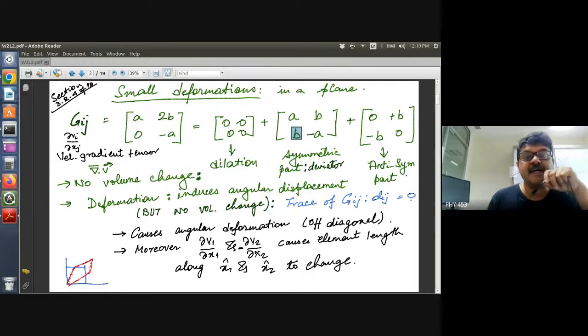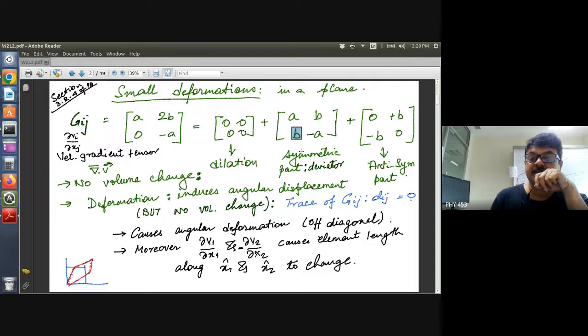What you see is that there is a diagonal part, A and minus A, and you immediately see that the trace is 0, by which you can say that there is no volume change. So this is del Vx, del x. This is del Vx, del y. This is del Vy, del y, right? So we are breaking it down and writing it into such components, with 0, 0, because we can write that.